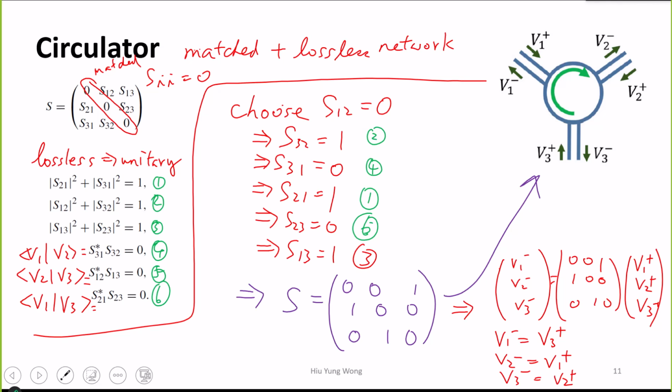Why don't you say lossless? In order to make it lossless, because if it's not lossless, you are not able to make this equation. Yeah, the inner product might not be 1. So, yeah, that is the choice that we make.